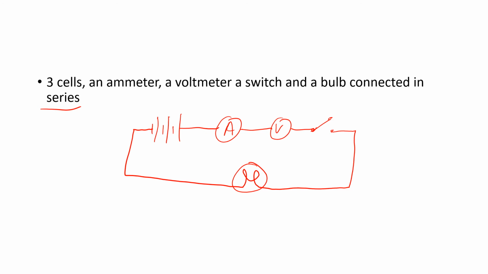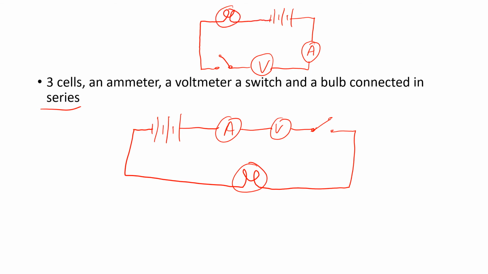Now, if I drew it like this, so 3 cells, ammeter, voltmeter, switch, light bulb, and then back, this would also be completely correct. So both of these would be completely correct.